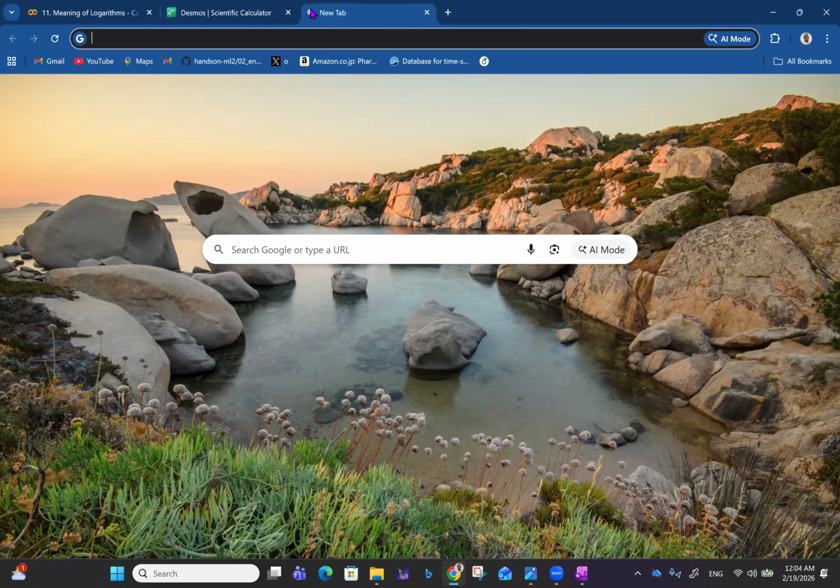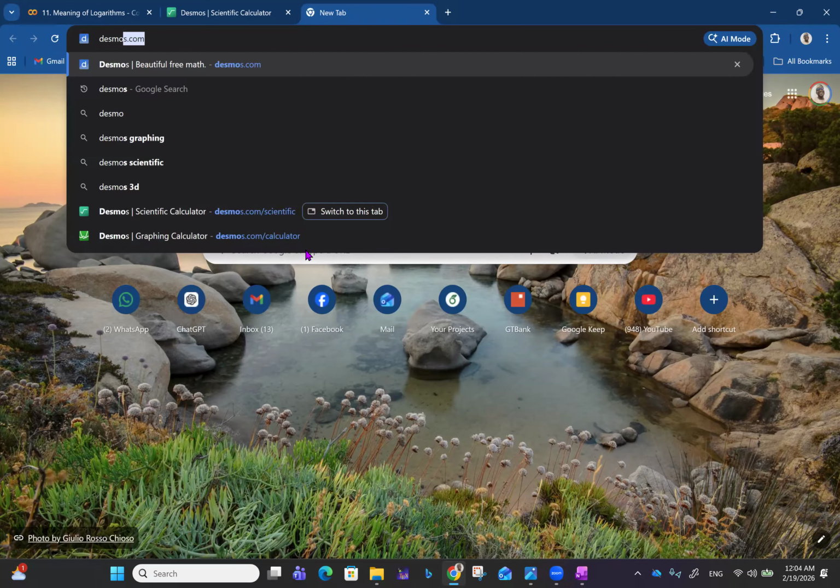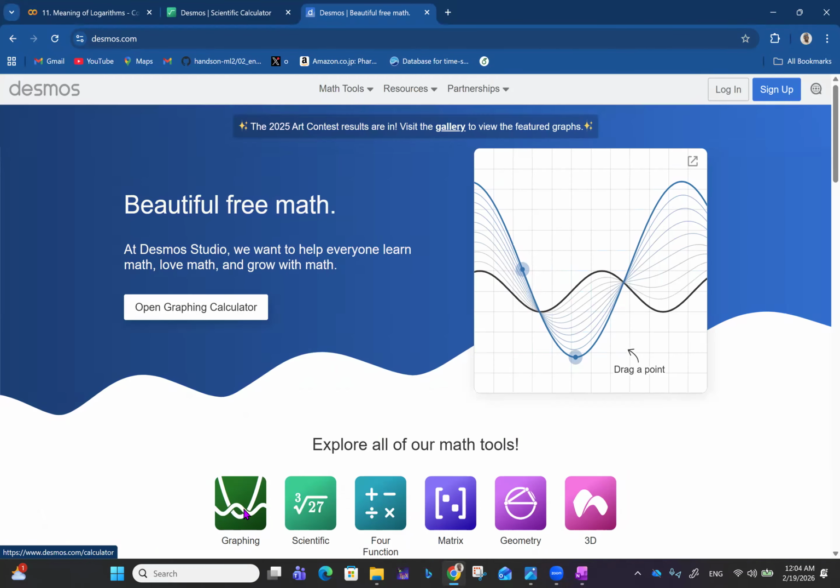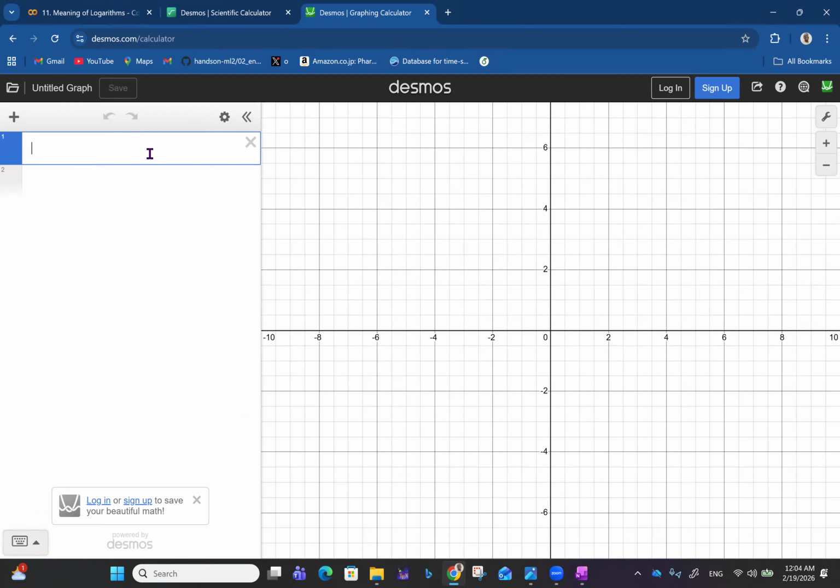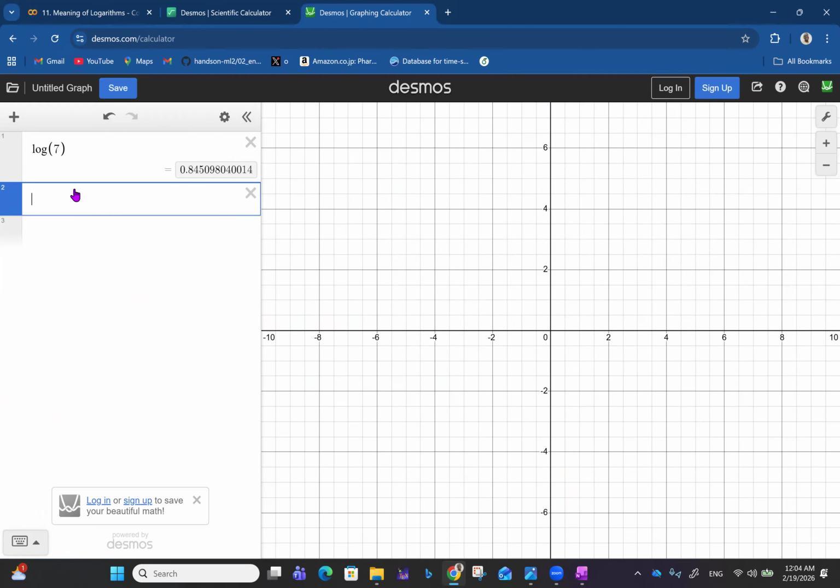So let's try that. I'll open Desmos again. Right now I want to graph. We already saw that log 7 is 0.8451. So it means if we say 7 raised to the power 0.8451, that's approximately 5, which is far from 7.